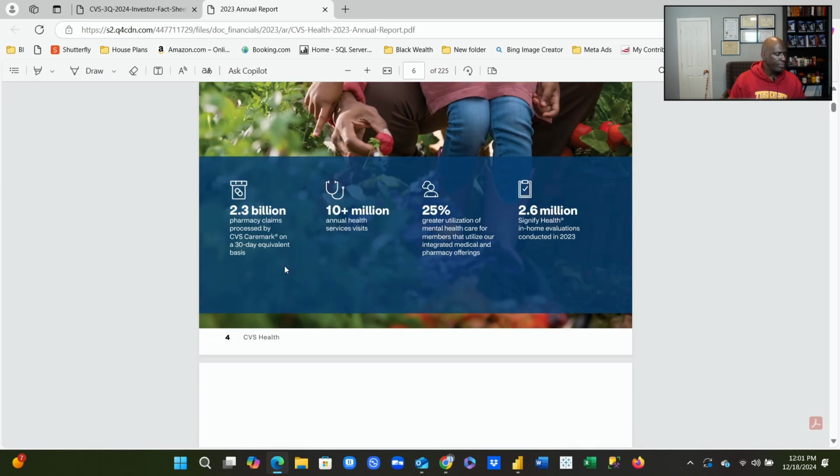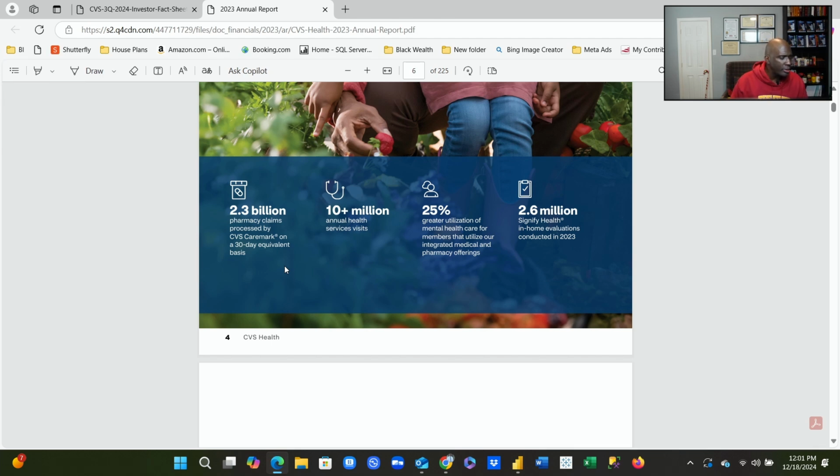Here we say 2.3 billion pharmacy claims. Hey, what's being claimed? What kind of drugs are being used? What kind of drugs are being prescribed? What doctors are prescribing which drugs? These are the things that we need to know. How many times did the doctor prescribe this drug? These are the things that we need to know.